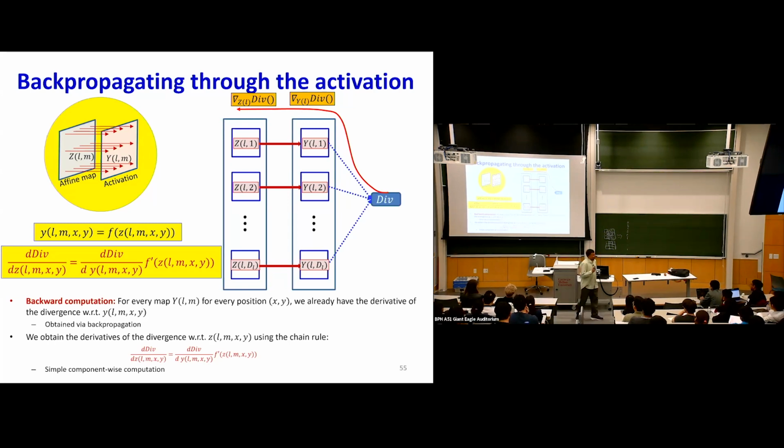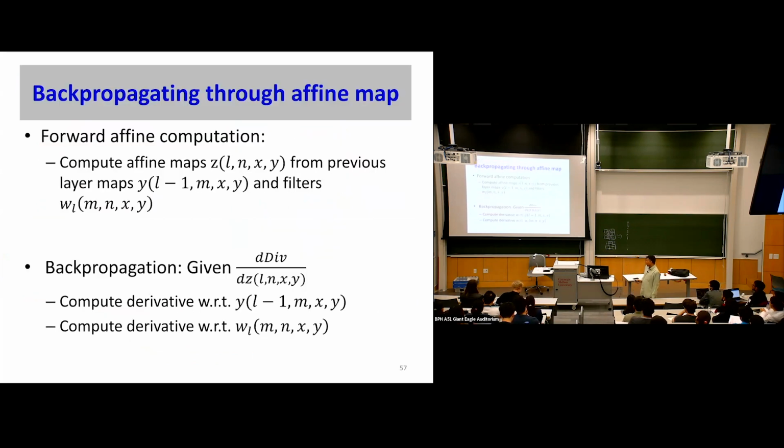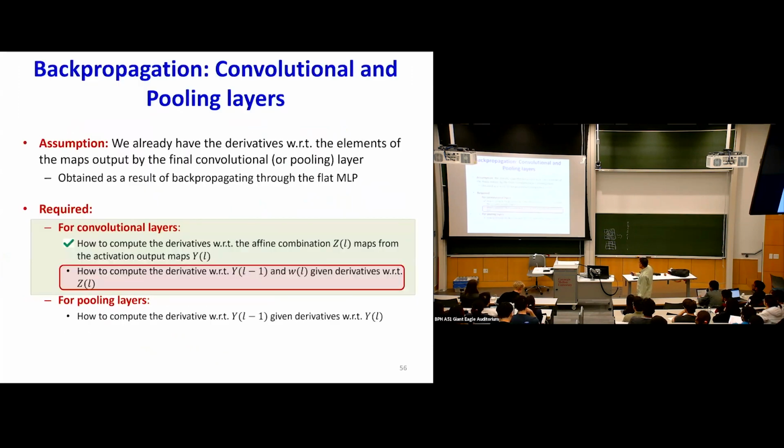Now, so this we figured out. Let's look at the second one, right? So we want to go back from the derivative with respect to z to compute the derivative with respect to the previous y.